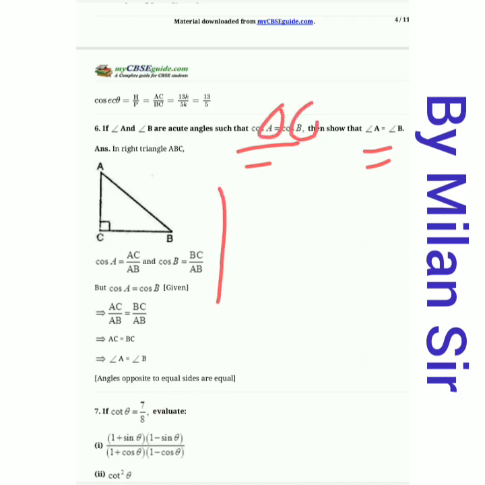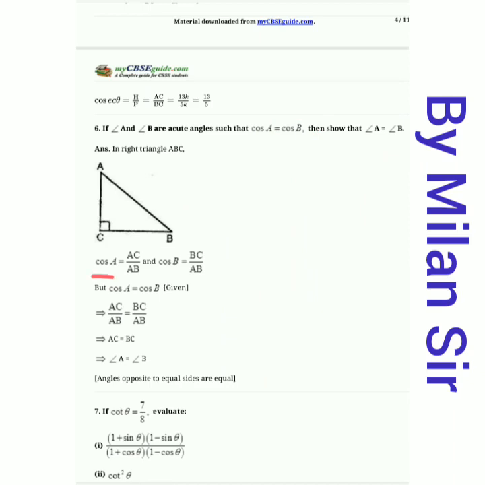So draw the right angle triangle, but A or B cannot be our right angle. That means A or B is not equals to 90. Okay, so I put A and B here, and already it is given that angle A and B are acute angles. So our third angle C will be 90 for right angle triangle, right? Then what is given? It is cos A is equals to cos B.